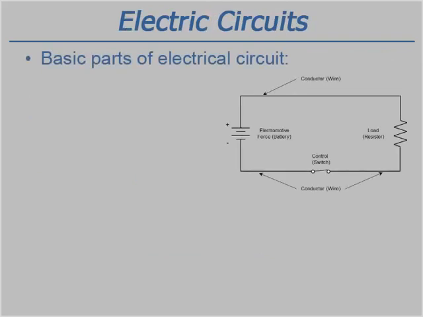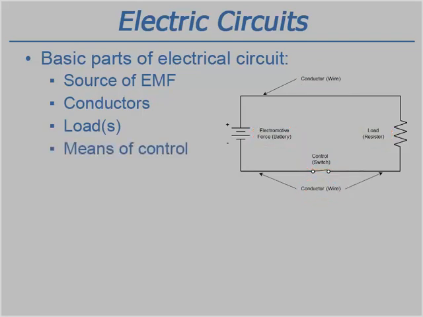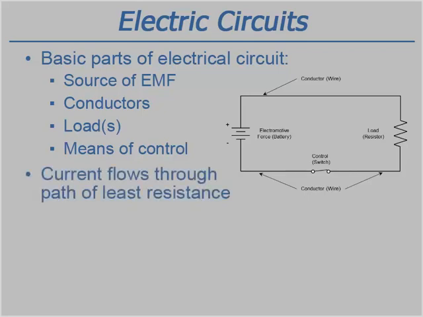Every electrical circuit has at least 4 basic parts. 1. A source of electromotive force, or EMF. 2. Conductors. 3. A load or loads. And 4. Some means of control and, in most cases, protection. In an electrical circuit, the electrical current will always flow through the easiest path or the path of least resistance.